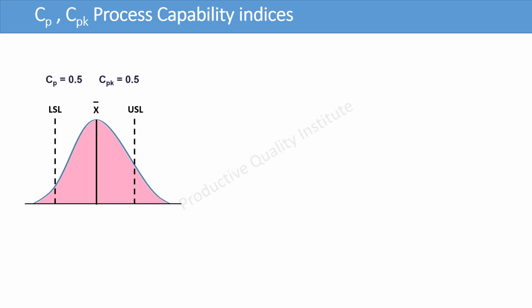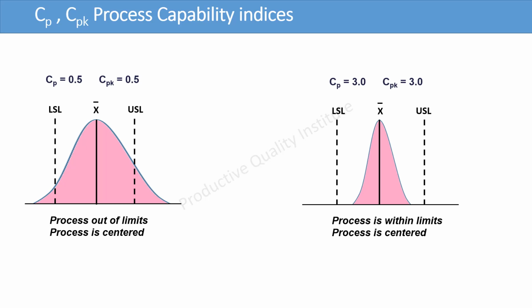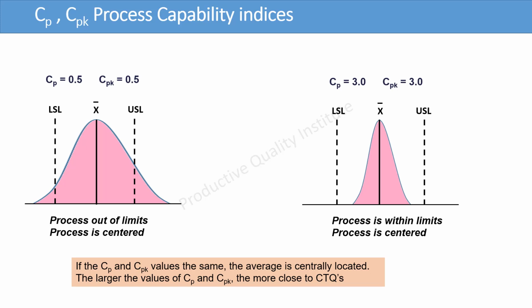When CP is equal to 0.5 and CPK is equal to 0.5, then the process is out of limits, but it is centered. When CP is equal to 3 and CPK is equal to 3, we can say that the process is within limits and it is centered. So, if the CP and CPK values are the same, the average is centrally located. The larger the values of CP and CPK, the closer to CTQs.